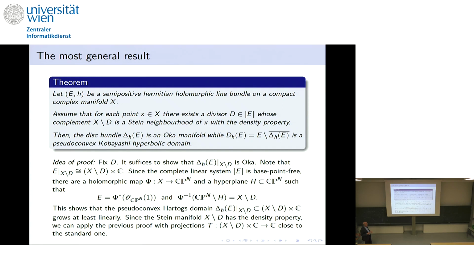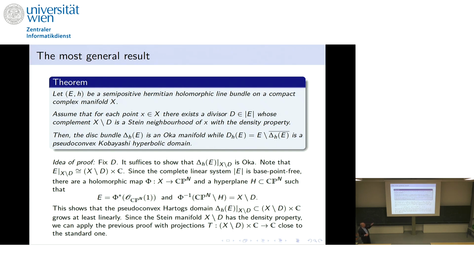And here is a brief idea of proof. Essentially, using this assumption here, it's easy to see that there is a holomorphic Kodaira type map from X to some projective space. For each such divisor, if I fix a divisor, it suffices to show that this is Oka. The bundle on the complement of the divisor is of course trivial, because that's by definition where the section which I have is non-zero.